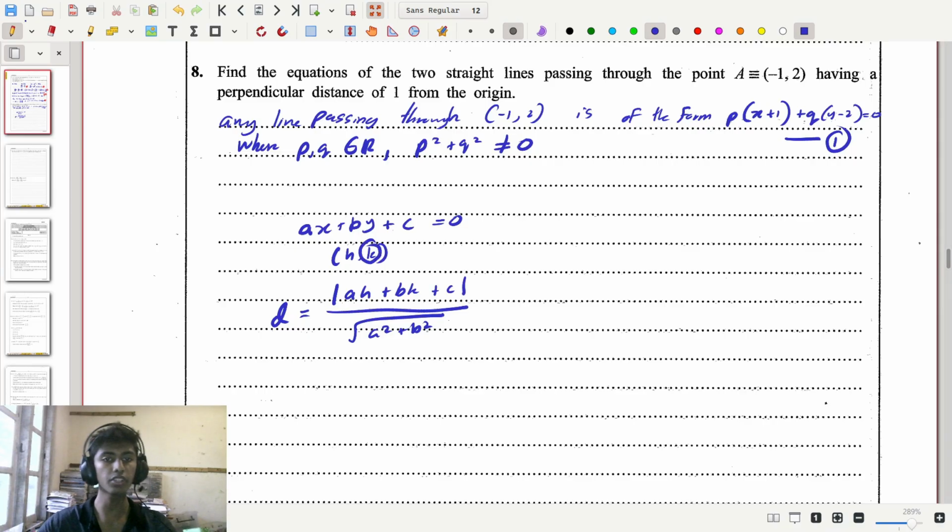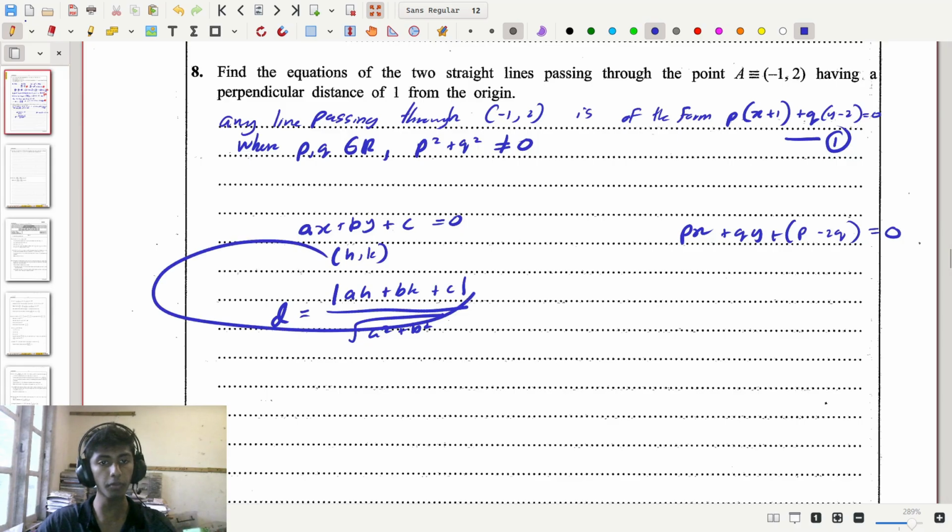Now furthermore, in this equation we don't have a c explicitly. Instead, if we want the c, we have to multiply this through and simplify it down. If we simplify it down, we're going to get px plus qy, and then the constant term is going to be p times 1 plus q times negative 2, so p minus 2q equals 0. So therefore, the c that we have to substitute into this expression is going to be p minus 2q.